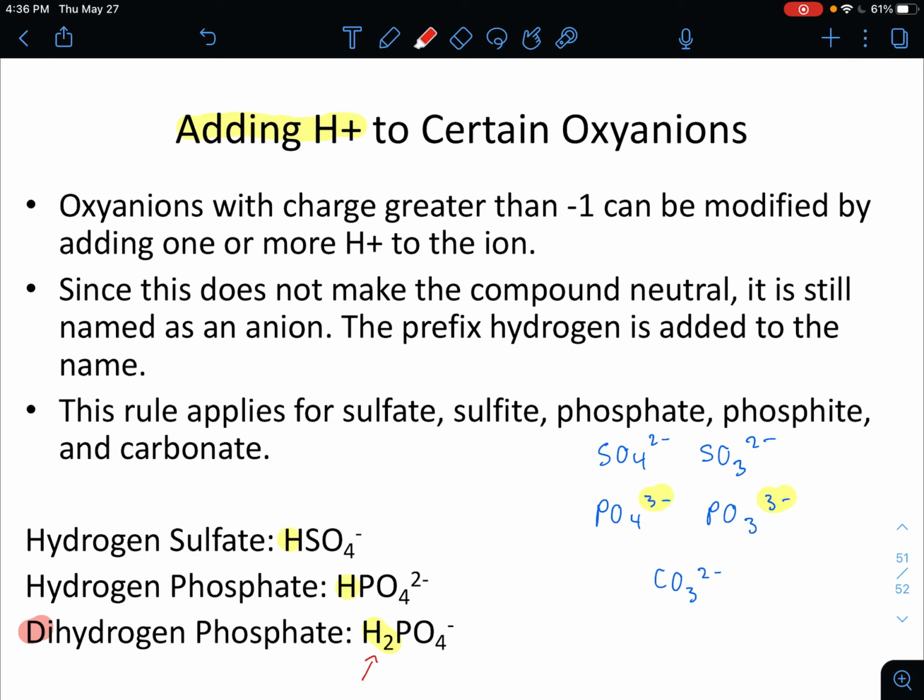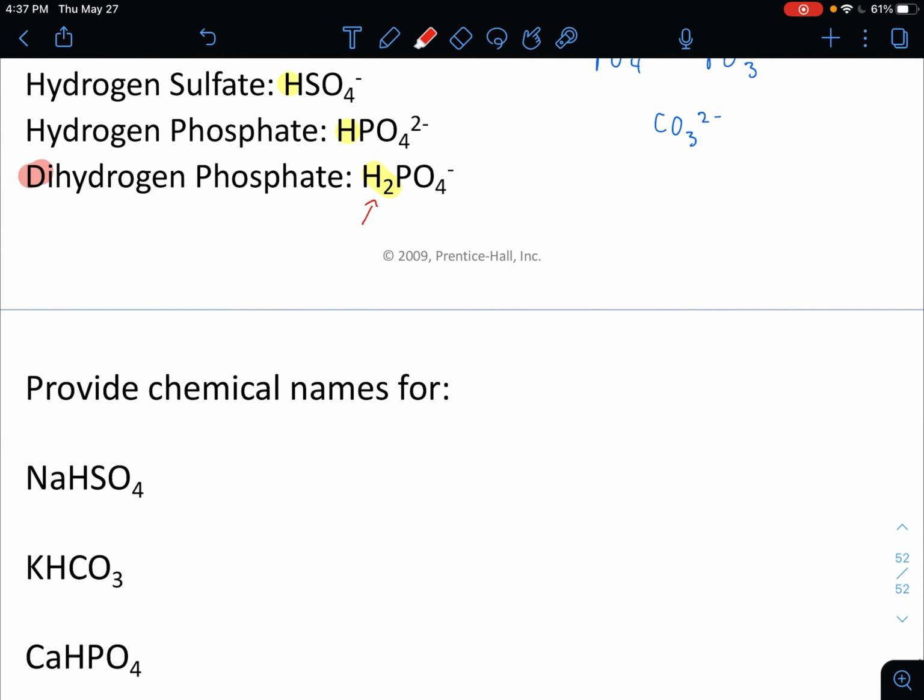So H2PO4-, like this one, is dihydrogen phosphate. H2PO3- would be dihydrogen phosphite. Okay, I think I have examples of this naming to do, and then that's a wrap on this chapter and all things ionic compound naming.